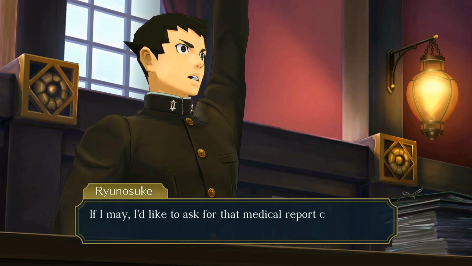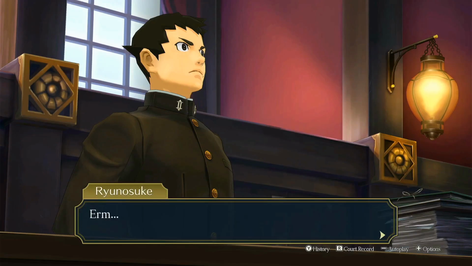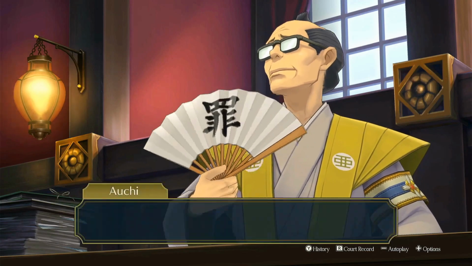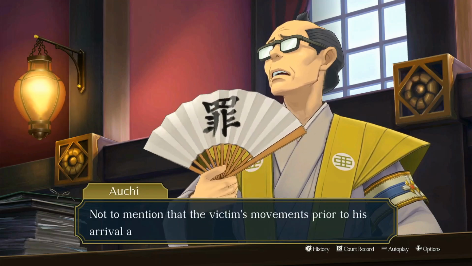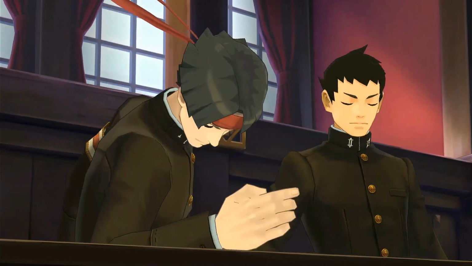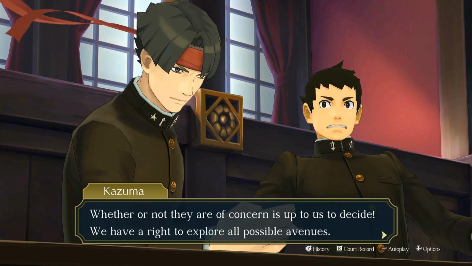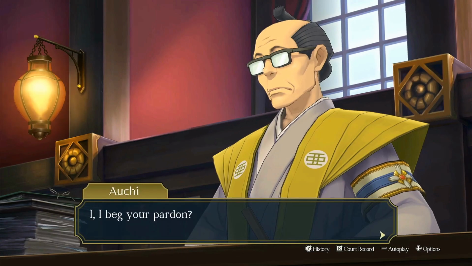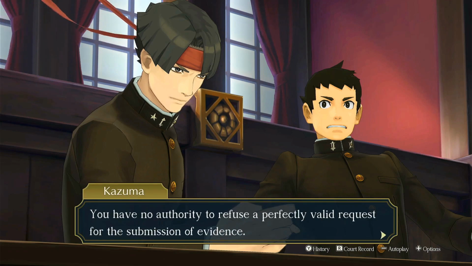If I may, I'd like to ask for that medical report card to be submitted as evidence, Your Excellency. On what grounds? The court has already heard conclusive witness testimony. Additional evidence would be extraneous. Not to mention that the victim's movements prior to his arrival at the restaurant are of no concern. Objection! Whether or not they are of concern is up to us to decide. We have a right to explore all possible avenues. I beg your pardon? You have no authority to refuse a perfectly valid request for the submission of evidence.